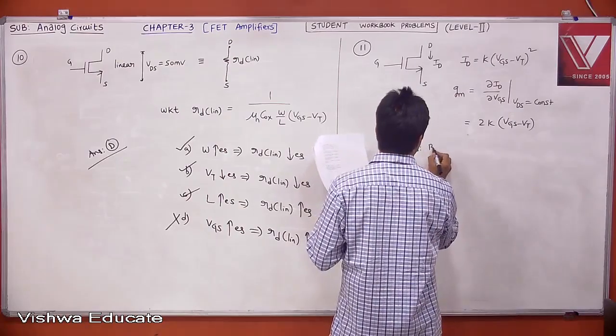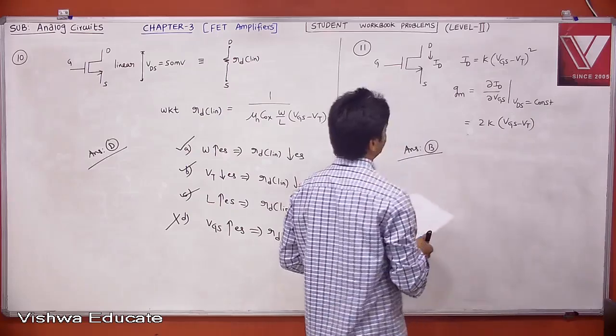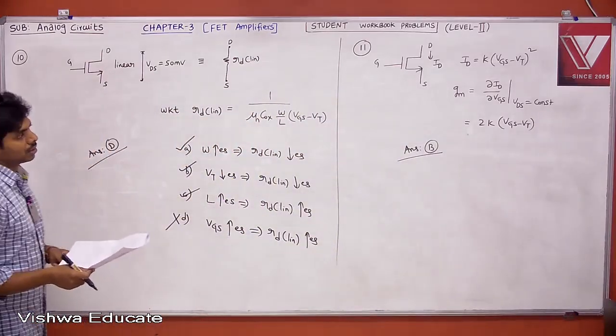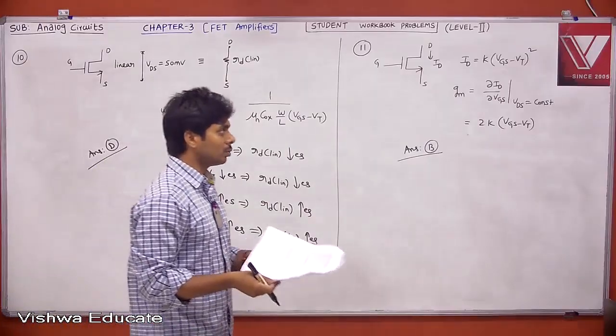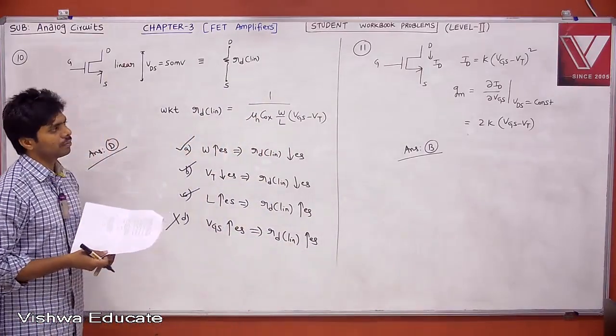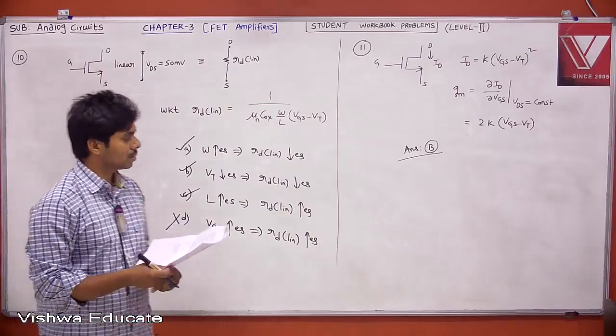I think we have seen this already. This is theoretical, straightforward. When you differentiate, you will get 2 into K into VGS minus VT, where K is nothing but mu n Cox W by 2L. 2 will be cancelled. Therefore, mu n Cox W by L into VGS minus VT. That is what is your gm. That is known to you for voltage bias.